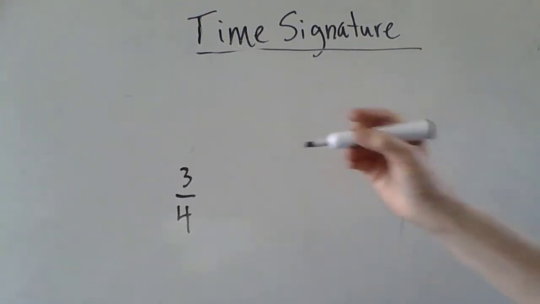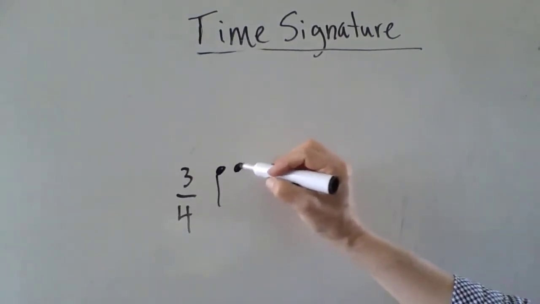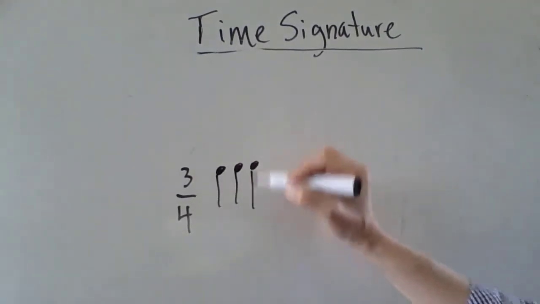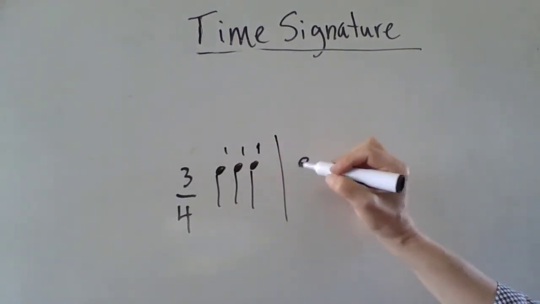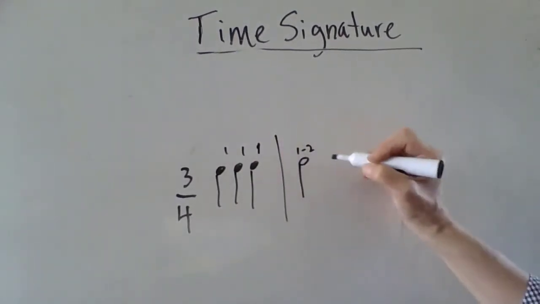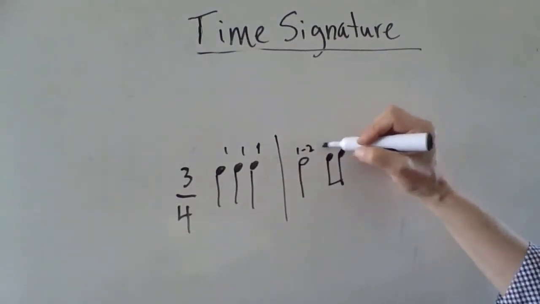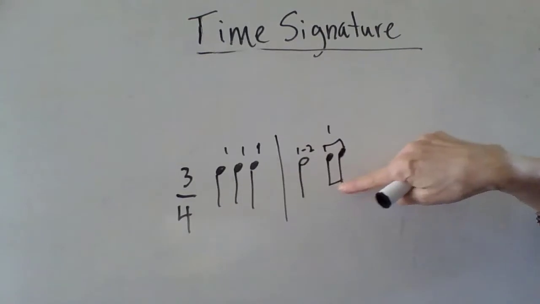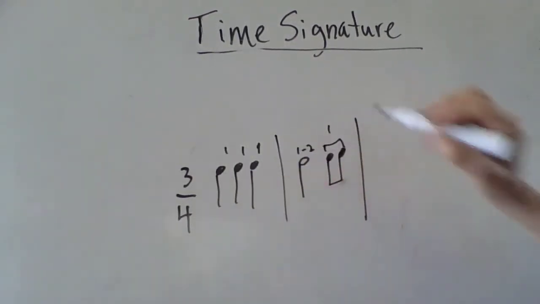Three-four time would be the same kind of thing, but you would be having 3 counts per measure. You could have a half note and a couple of 8th notes. That would be 1 measure there because it's 1, 2, 3.